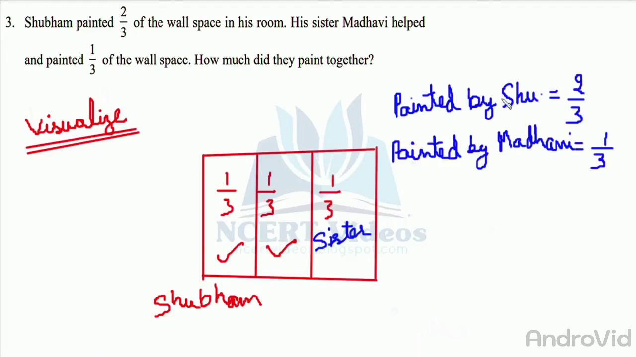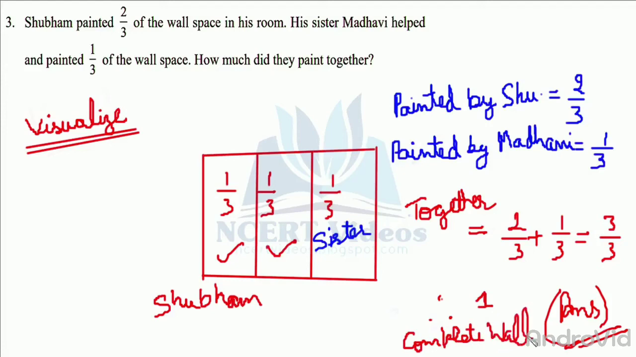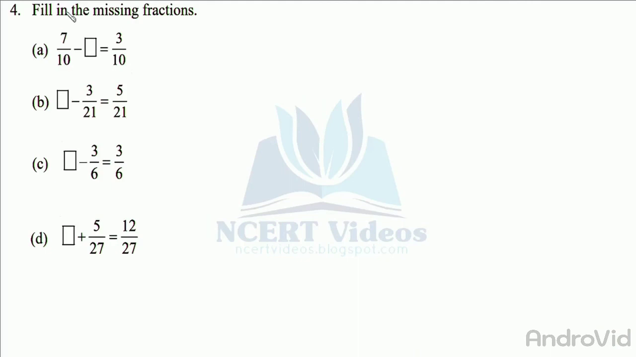So you can write it as painted by Shubham 2 by 3, painted by Madhavi 1 over 3, together simply add it up and that gives you 1 complete. 1 simply means that the whole work has been completed by both of them. That is the complete wall. So this is your answer for this third question.